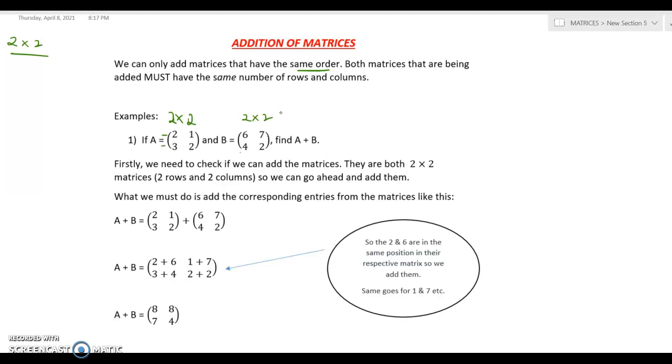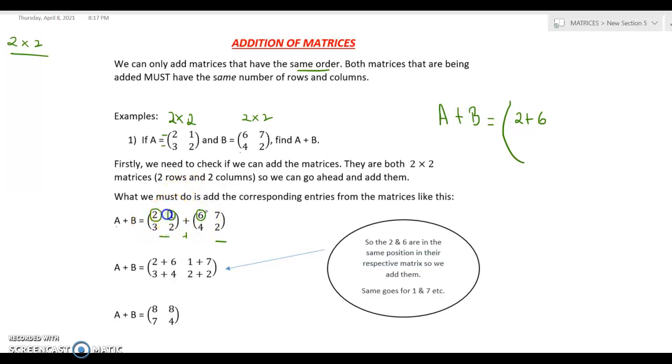So here's what we do now. What we do is that we add corresponding entries from the matrices. For example, we have A plus B. So this is matrix A plus matrix B. What we do is the first entry in matrix A, we're going to add it to the first entry in matrix B. So I'll write it here. The first entry in A plus the first entry in B. So that's 2 plus 6. And then we just go ahead like that.